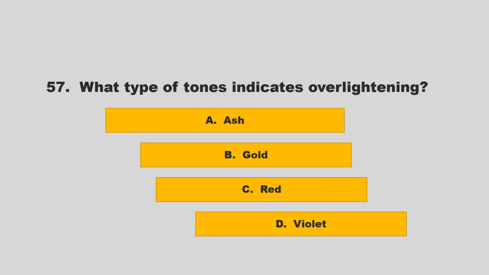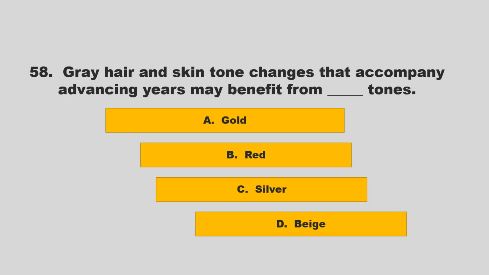What type of tones indicates over-lightening? Is it ash, gold, red, violet? If you chose A, ash, you are correct.